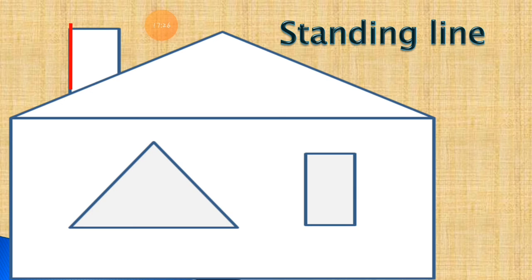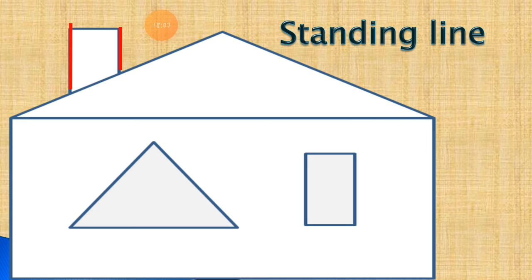Okay, so here we are finding the first standing line. This is the first standing line. Let's go for the next one. See this, you can see here, this one is the first standing line. Here is the next standing line. So we are finding two standing lines in the picture.